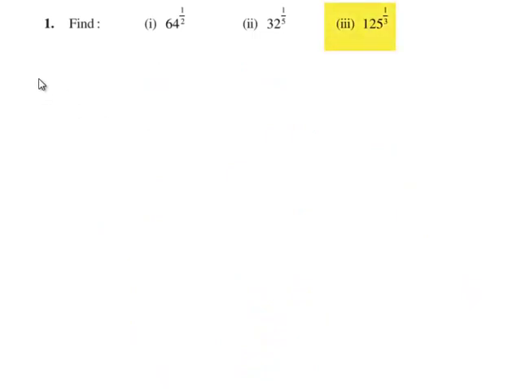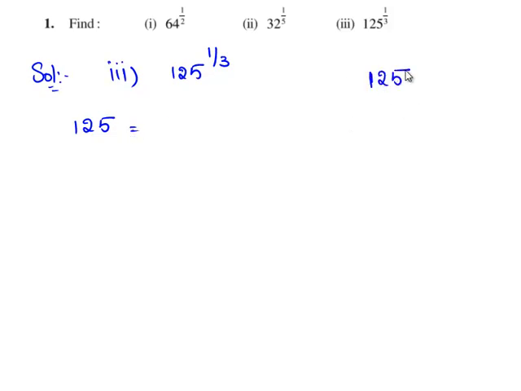So now let us move on to the third bit of the question. So the third bit is find 125 raised to the power of 1 by 3. First, let us write 125 in its irreducible factors. Therefore, we shall find the prime factors of 125.